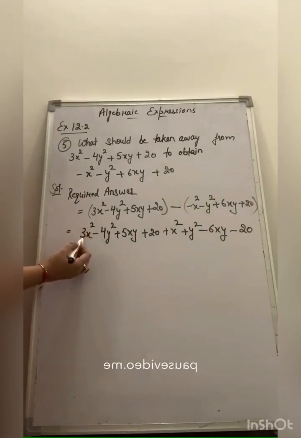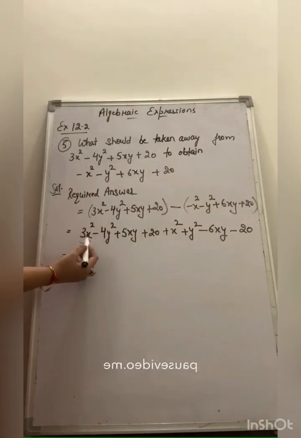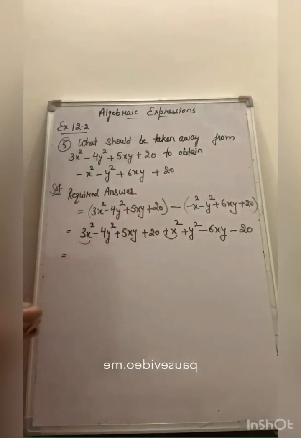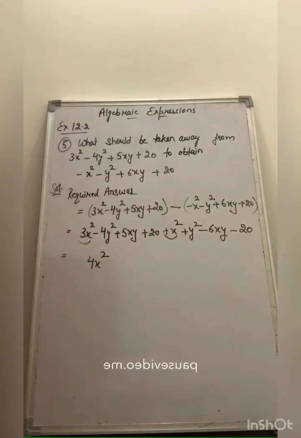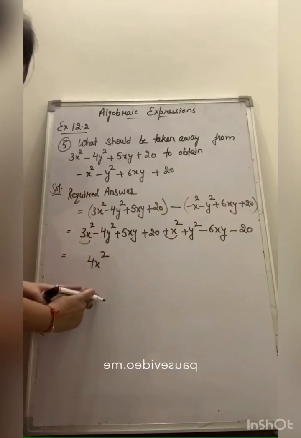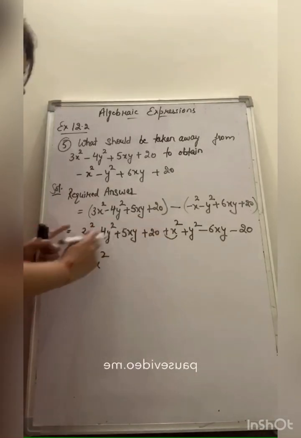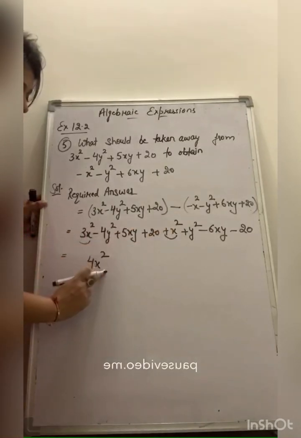Now first of all we have to see the first term. Now 3x square. Now you have to see which is the like term to 3x square. So this is 3x square and this is x square. So 3x square plus x square will become 4x square. You can write the like terms together and then write this 4x square, or you can do it in your mind also. So 3x square plus x square is 4x square.